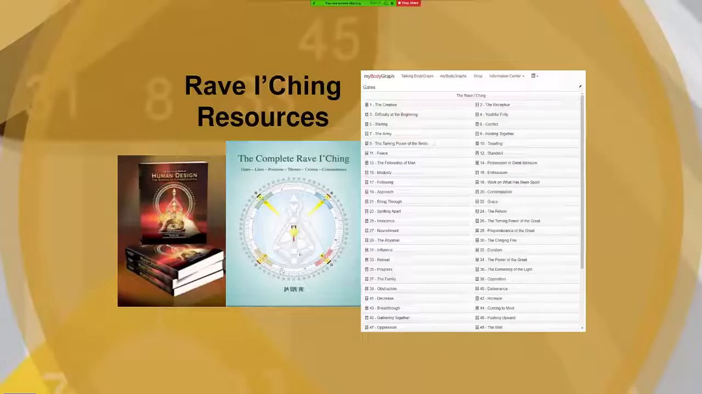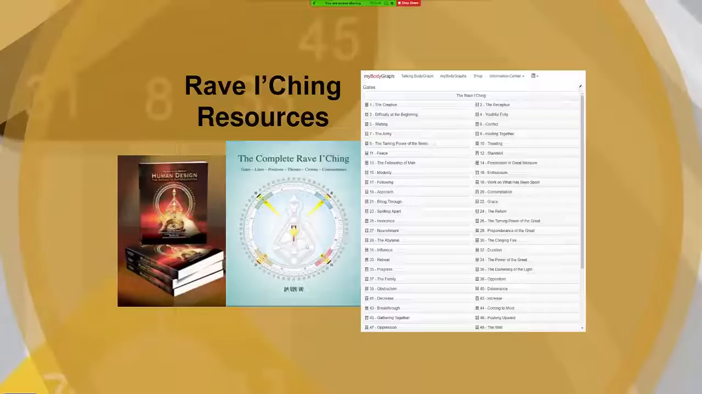If you want, and now this book I freaking love, The Complete Rave I Ching. It is such a fabulous reference because it's very simple, but it also has the graphical descriptions of all the crosses and all the I Ching lines. And I still reference it every day to this day because I look and see what's going on, and I still find new stuff even after 8 years. Love, love, love this book.